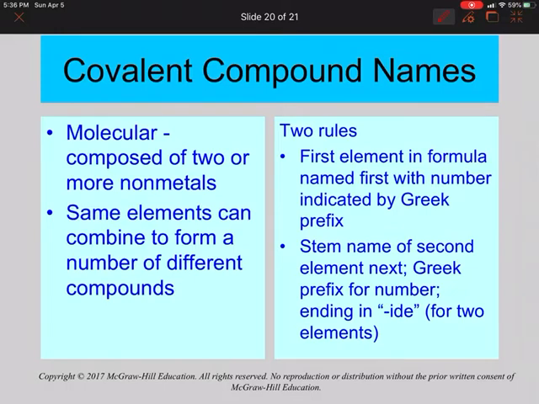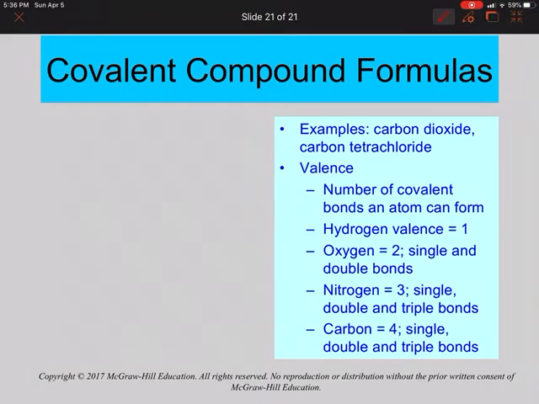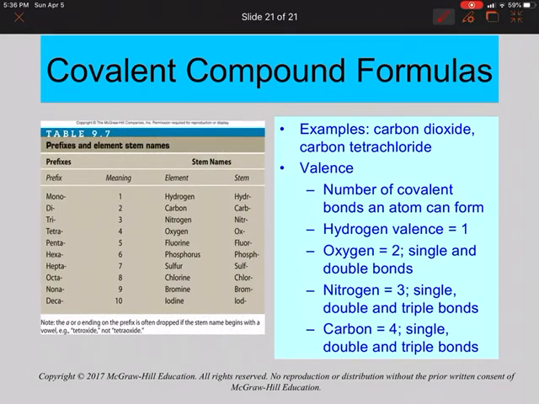All right, so the next slide is about covalent compound names. So basically what you do with these is there are two rules similar to what you had with the ionic ones. You will name the first element, and depending on how many there are, you might have to add a prefix. And then you're going to end it with the second element stem name followed by "ide." So that might be totally confusing. So let me give you some examples here.